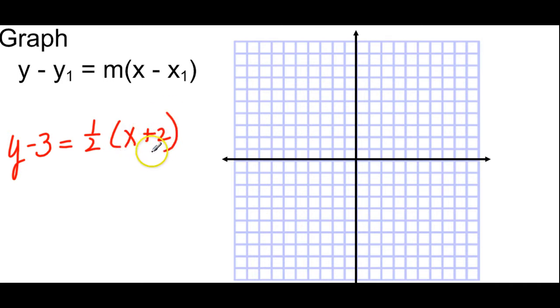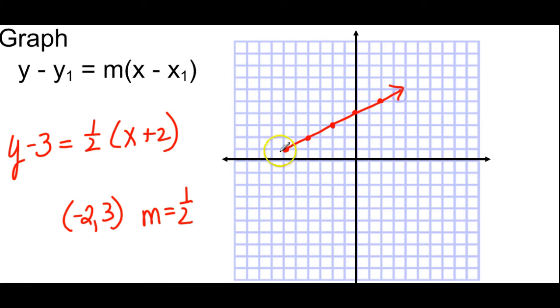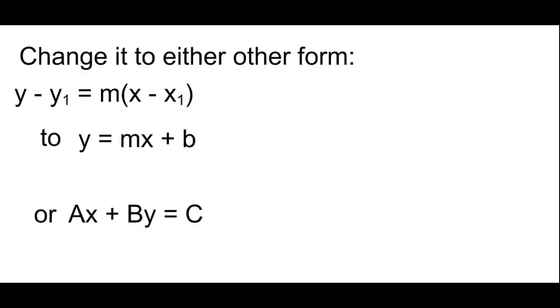Okay? I know that my point that I used is negative 2, positive 3, because remember, this is a minus sign. So this would have been minus a negative. So I know that this is the point that I used here. I also know that my slope is 1/2. So I can start at point negative 2, 3, and then I can use my rise over run, up 1, right 2, up 1, right 2, or down 1, left 2, down 1, left 2, and there would be my line right there. So I can actually graph right from there. I can change it into either one of the other forms.